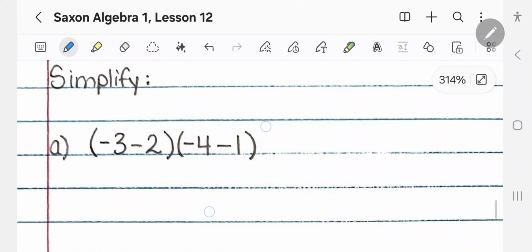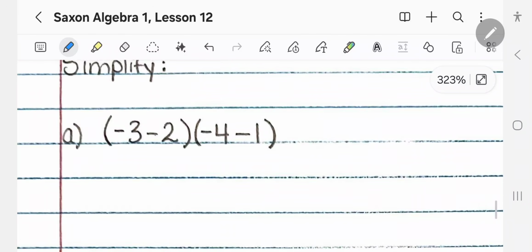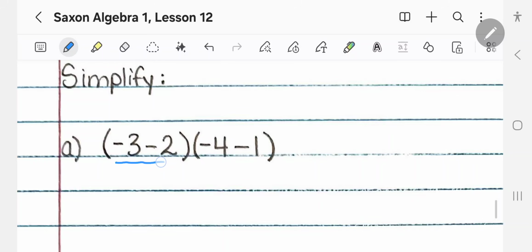Simplify. For A, we see we have some symbols of inclusion, so we're going to do this, and then we're going to do this. Okay? Inside those parentheses, we have -3 minus 2, which is just like -3 plus a -2, right? If we wanted to separate them, which is going to be -5.